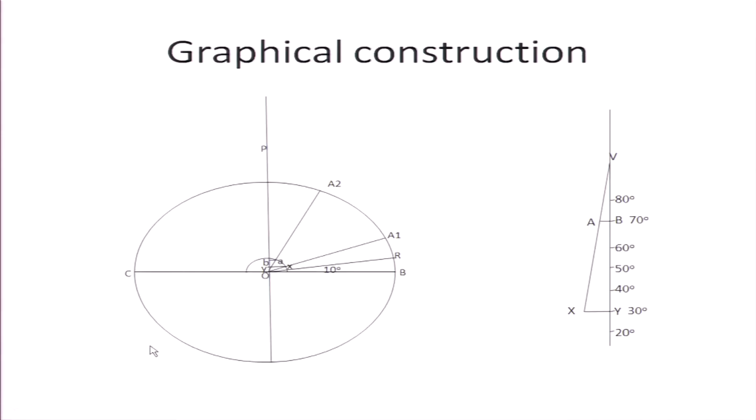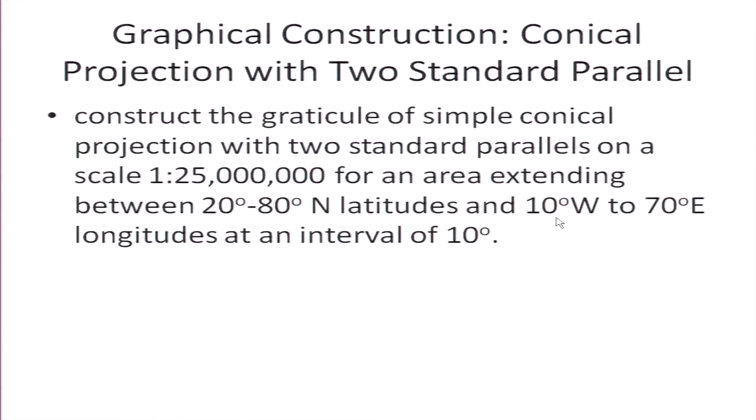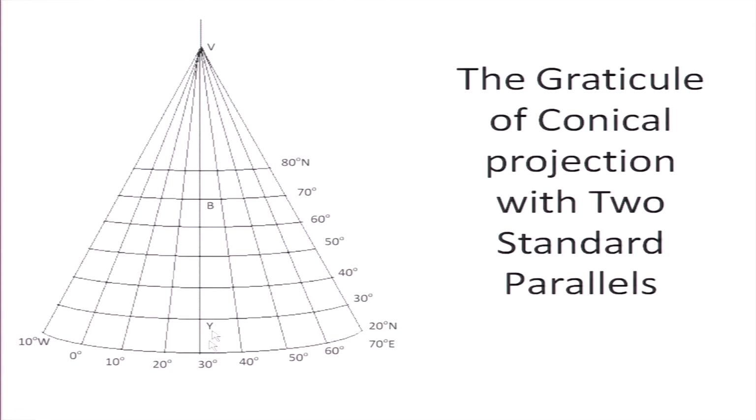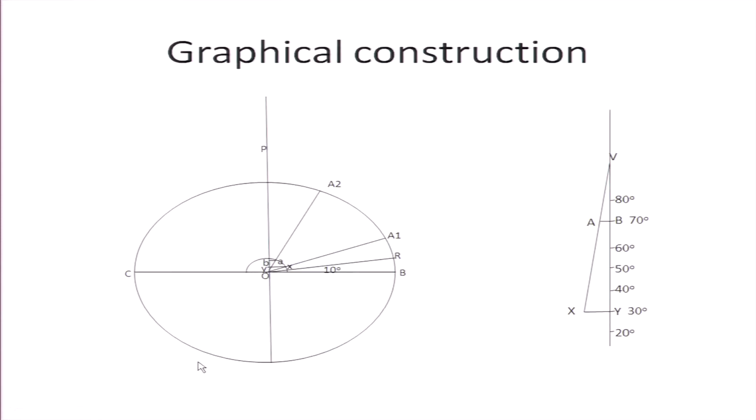We select 30 degree and 70 degree as the standard parallels, and you see the longitudinal extent is given as 10 degree west to 70 degree east. So the central meridian would be the 30 degree east longitude. You can see it in this figure. Later I'll tell you how to construct this.